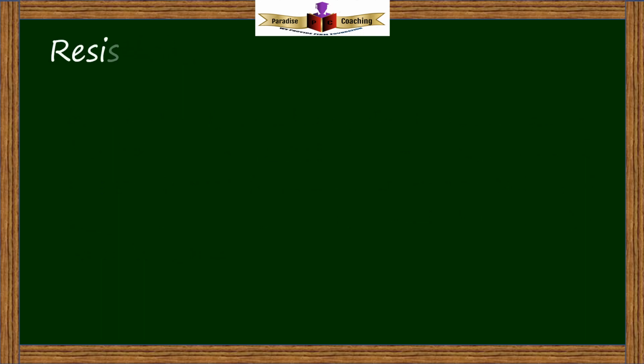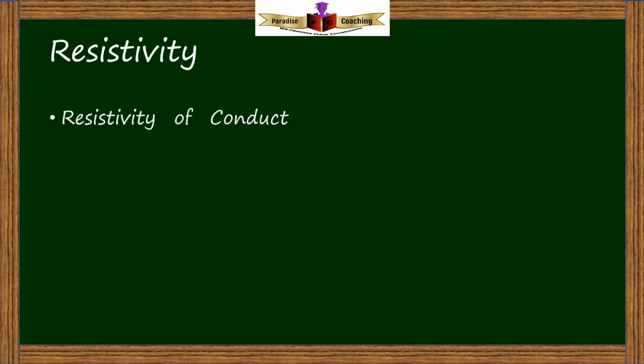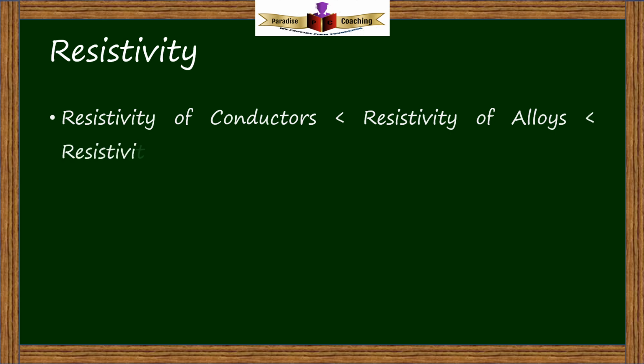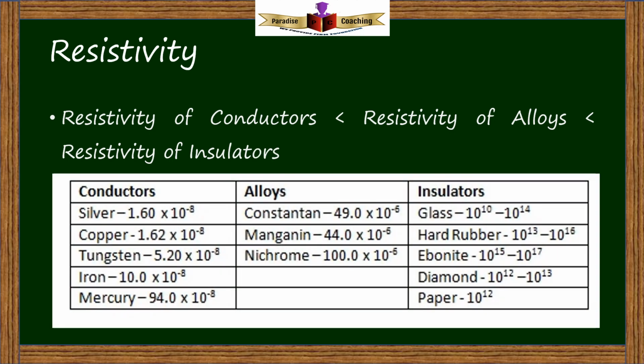Okay, so just continuing with resistivity, we have seen now there are three things: metals, alloys, and insulators. As you can see, the resistivity of conductors, the resistivity of alloys, and the resistivity of insulators. So the resistivity of alloys is more than that of conductors. However, the resistivity of alloys is less than the resistivity of insulators.